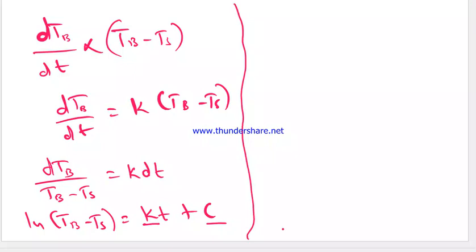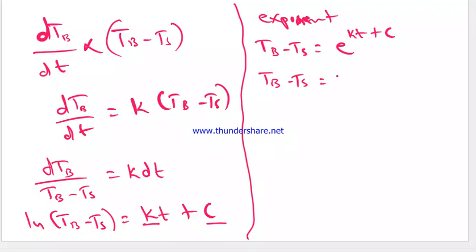So then let's take the exponent of the two sides so that we can simplify the equation. That will give us TB minus TS is equal to exponential KT plus C. So then we have TB minus TS is equal to, by indices, exponential KT multiplied by exponential C. And exponential C is all constant too, so it will be a bigger constant, exponential C exponential KT.